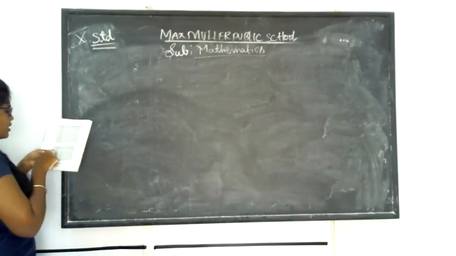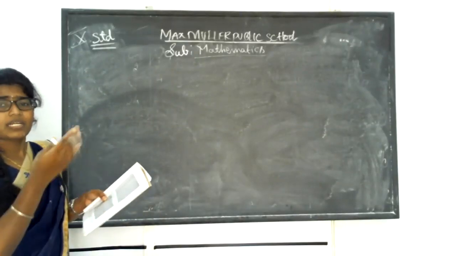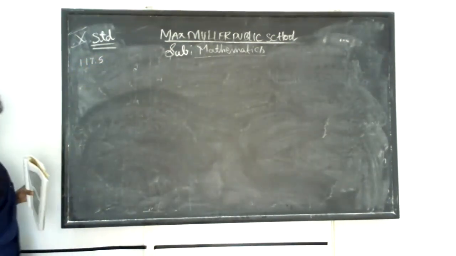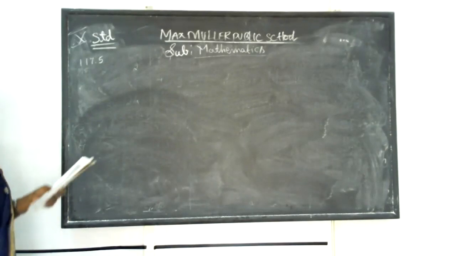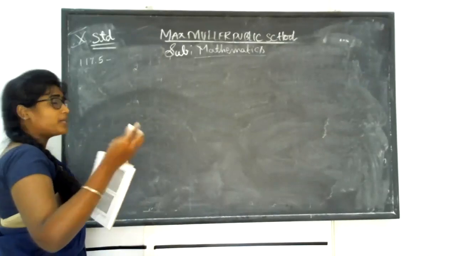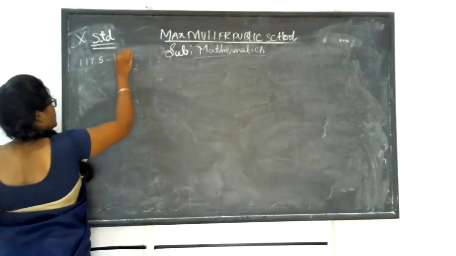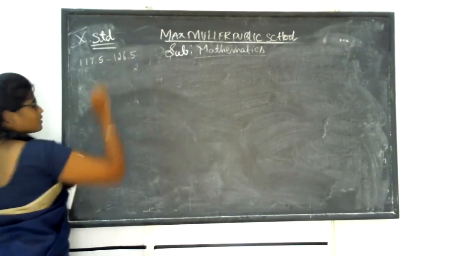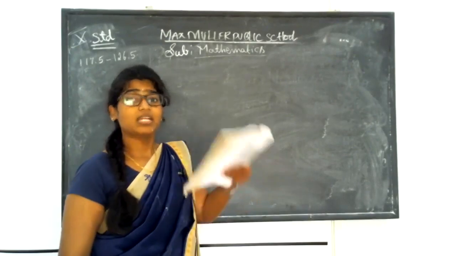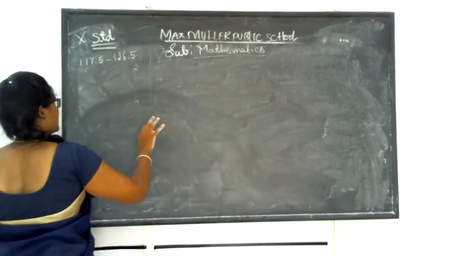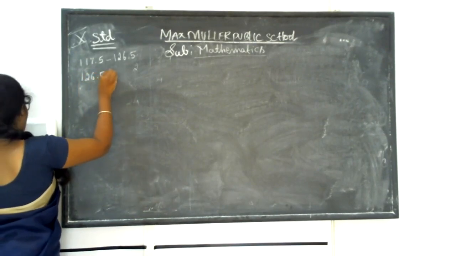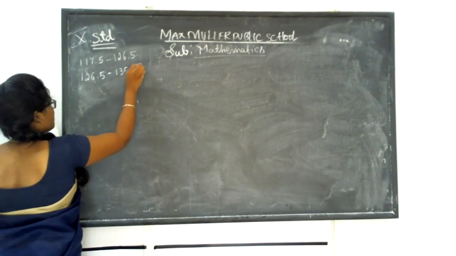How? See the lower limit, what is given? 118. Reduce 0.5 in that. How much will you get? 117.5. Then increase 0.5 in your upper limit. The upper limit given is 126, so it becomes 126.5. Clear? Then the next line is 127. What did I say? Decrease 0.5 in the lower limit and increase the upper limit. So it is 126.5, and this one will be 135.5.